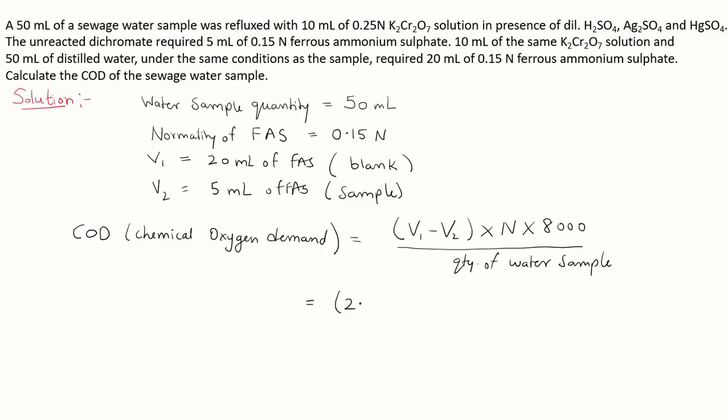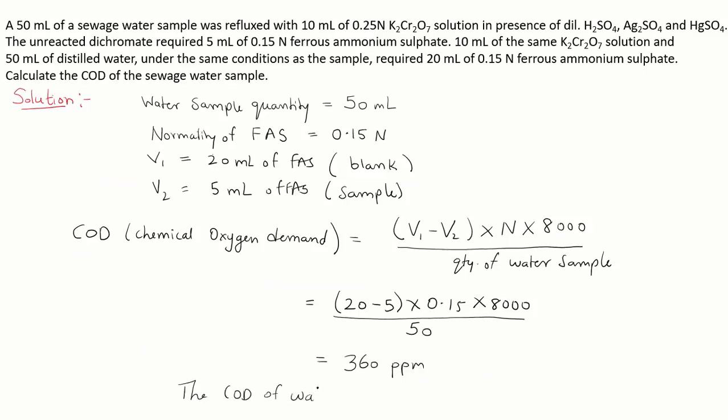Okay, so V1 we know is 20 ml. 20 minus 5, into N which is 0.15, into 8000, divided by 50. Now if you calculate this, it will come around 360 ppm. The chemical oxygen demand of the water sample is 360 ppm. Answer is 360 ppm.